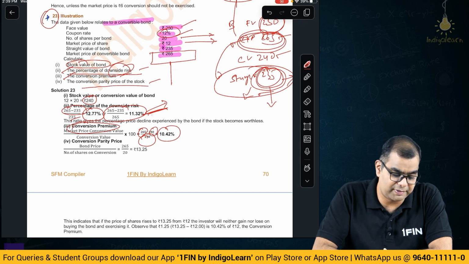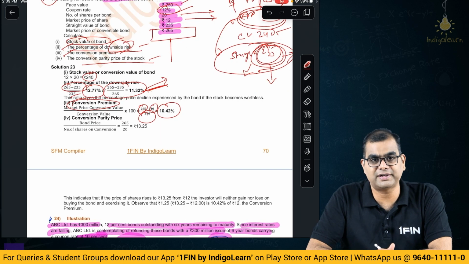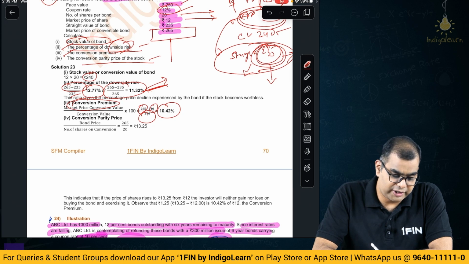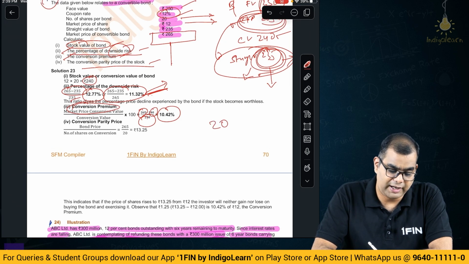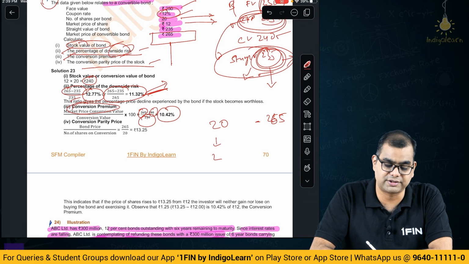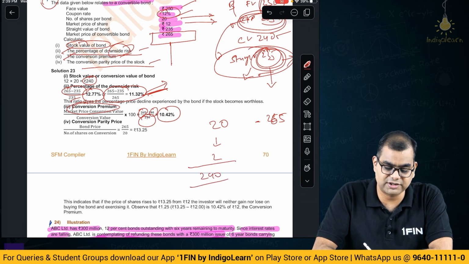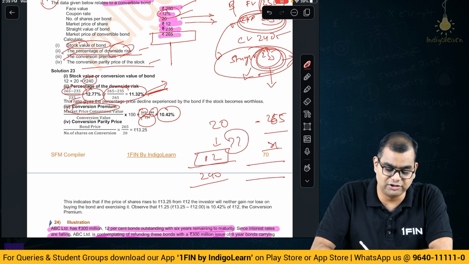Next, what is the conversion parity price of the stock? Conversion parity price of the stock means you are going to get how many shares? 20 shares. And currently, the market price of the bond is 265. This 20 shares, each share is trading at 12 rupees. So, this is why you are getting 240 versus 265. Now, how much should this share price change, from 12 to where, such that you multiply that where, call it X, and you get a value of 265? You multiply this 20 into X and get 265. So, what? Divide 265 by 20.